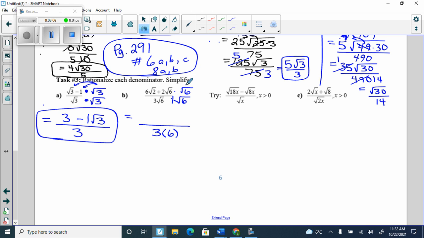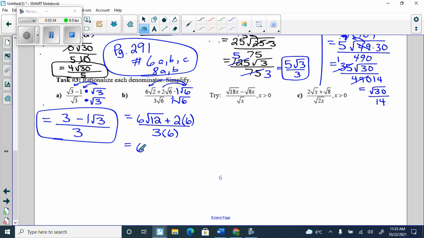Then in the numerator, we're going to go 6 root 2 times root 6. Well, that's 6 times 1, which is 6. And then root 2 times root 6 is root 12. Plus 2 times 1 is 2. Root 6 times root 6 is 6. So now I have 6.